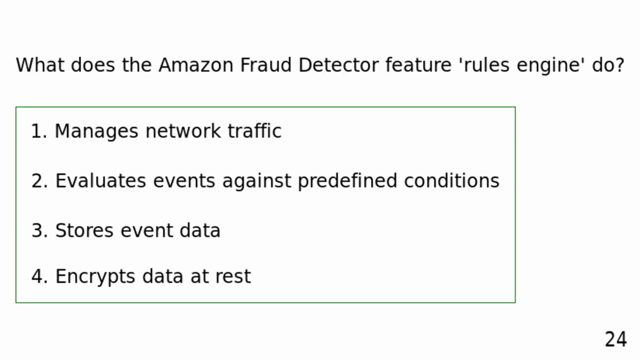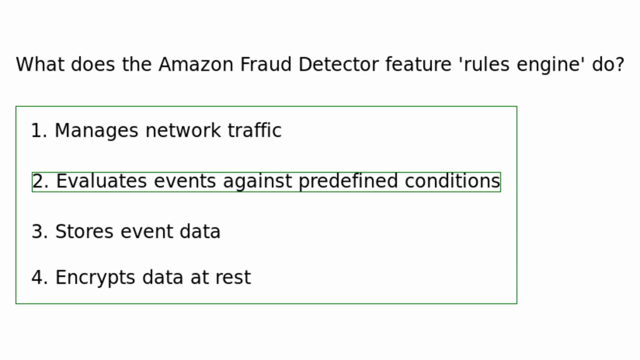What does the Amazon Fraud Detector feature rules engine do? Manages network traffic. Evaluates events against predefined conditions. Stores event data. Encrypts data at rest. The rules engine in Amazon Fraud Detector evaluates events against predefined conditions to identify potential fraud.